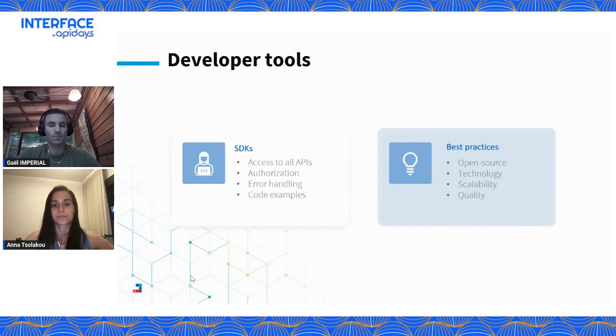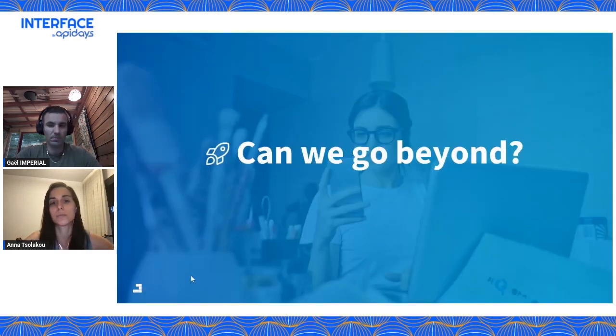So at this point, we saw how you can do better after the API release. We talked about communicating the API that you released, then providing some developer guides so developers will know what they can do, and also giving them some SDKs to make the first API calls. Gaël, do you think we can do more? Do you think we can do better?